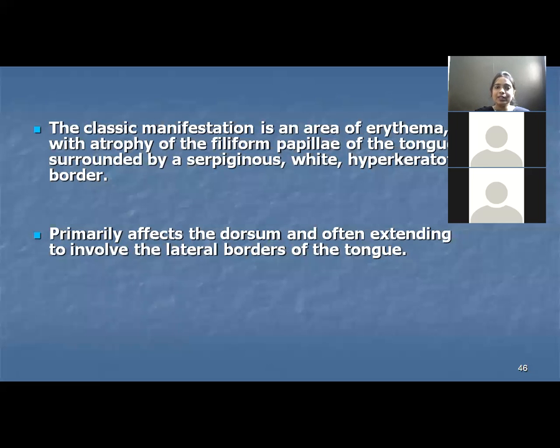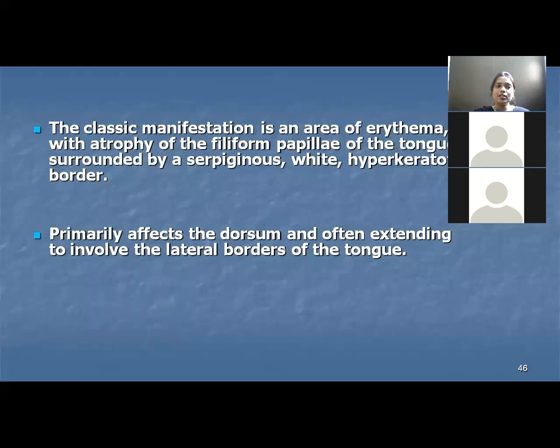Then the classic manifestation of this lesion is important. The classic manifestation of geographic tongue, or benign migratory glossitis, is an area of erythema with atrophy of the filiform papillae. What is atrophy? It means reduced thickness of the papillae of the tongue, and it is surrounded by a serpiginous white hyperkeratotic border. This is important for you.